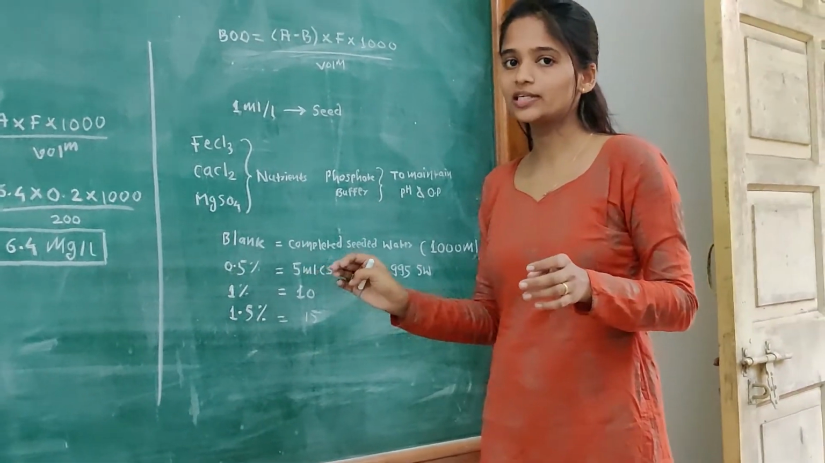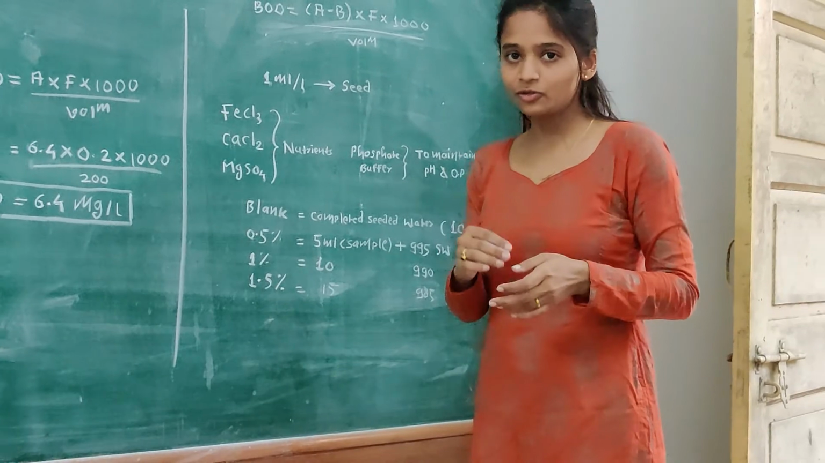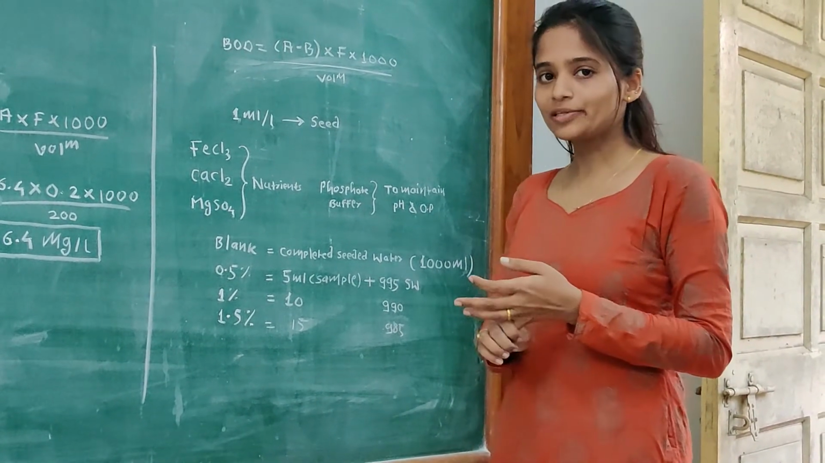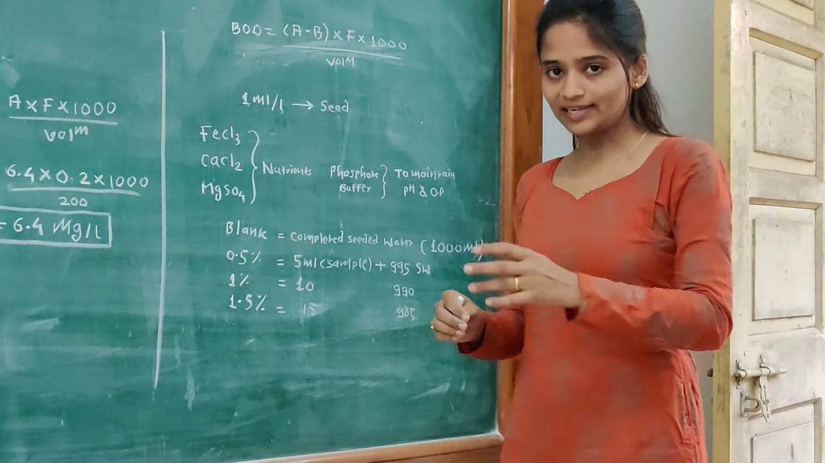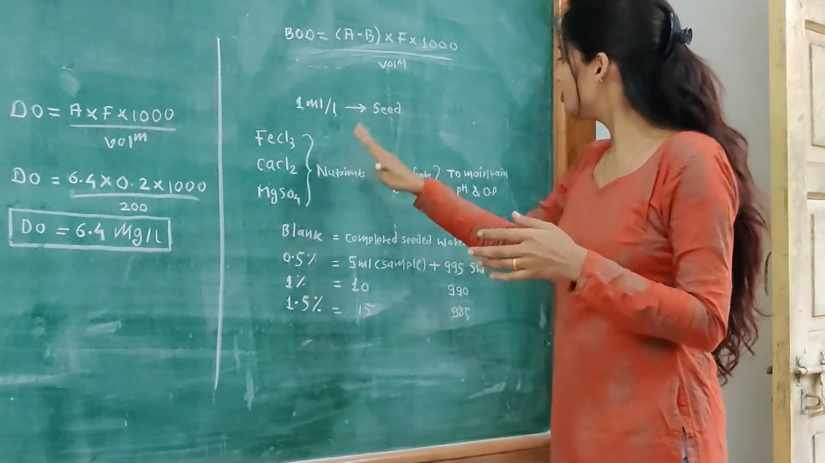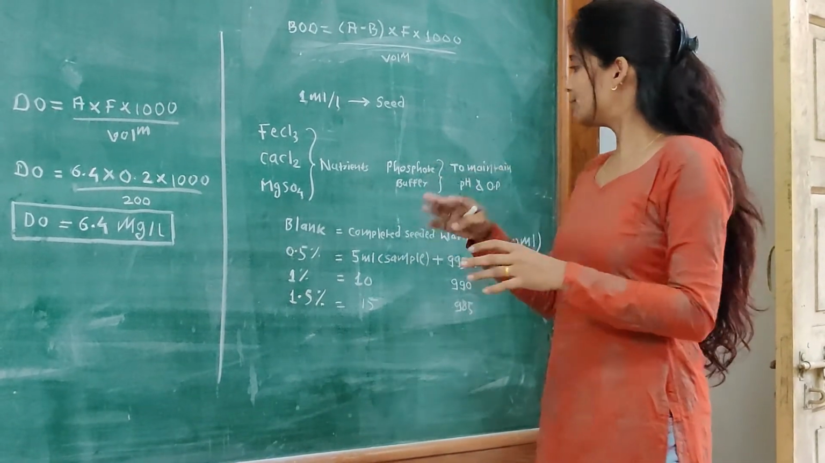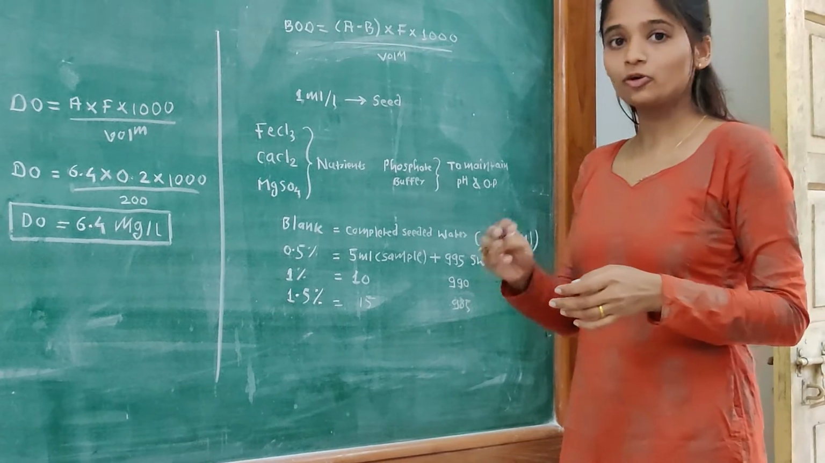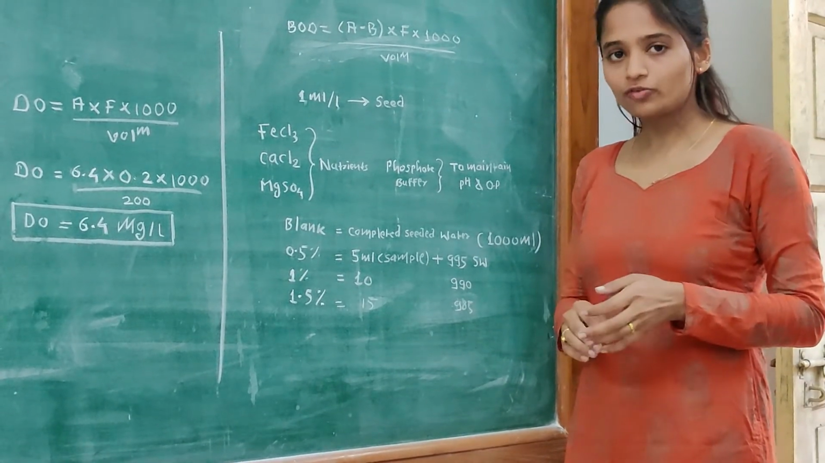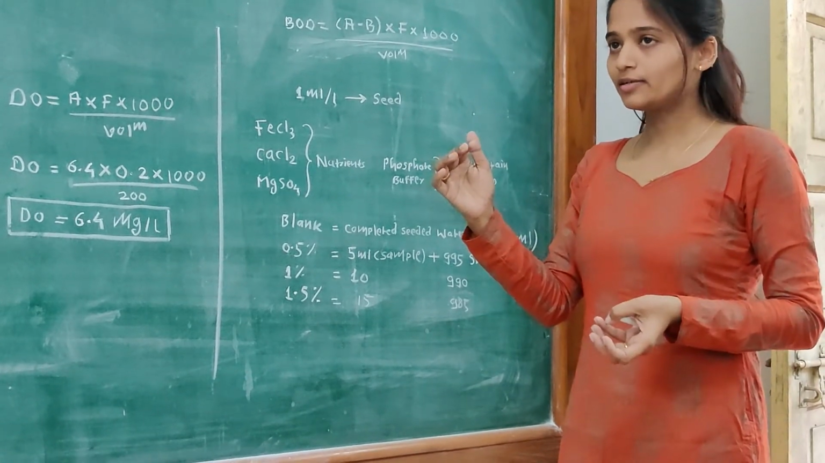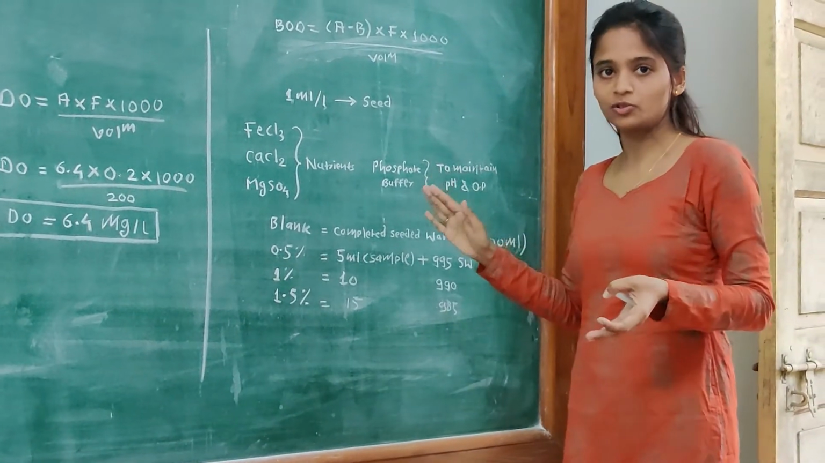Now you will ask why dilutions? Why can't we use that sample directly? If we use the sample directly, all the nutrients may be consumed, and we won't get an accurate reading in that case. So we need to dilute it to some extent, so that the setup is useful for us.